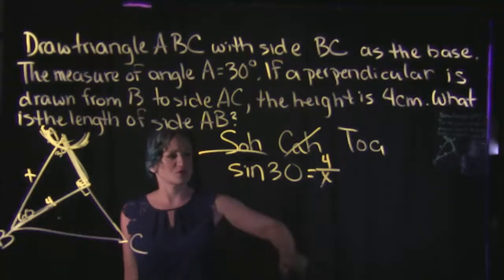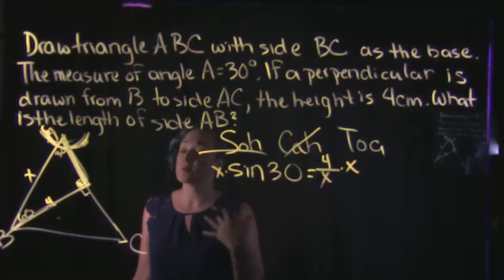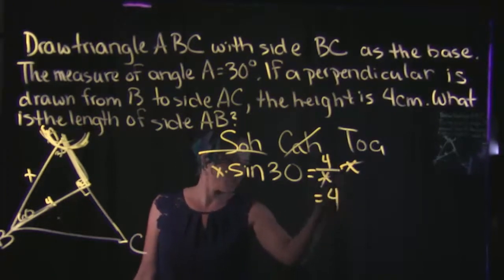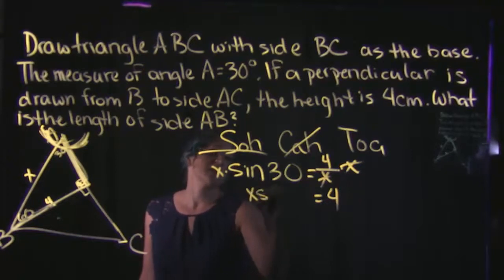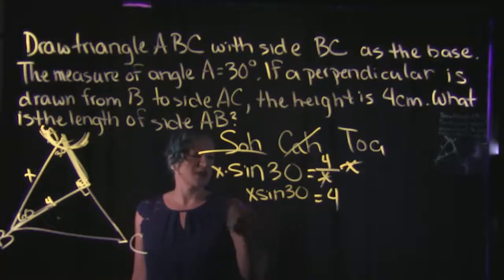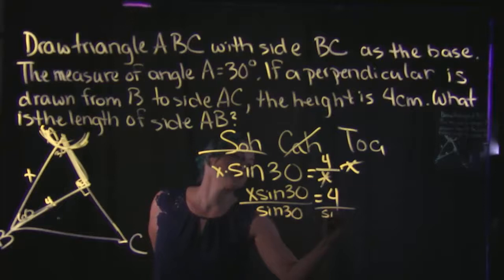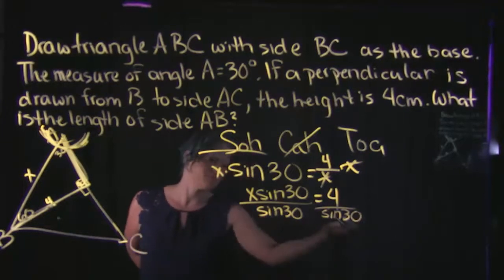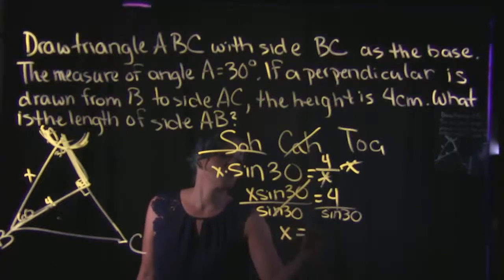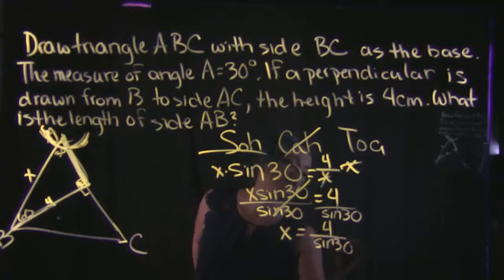So solving the equation, we know that this 4 over x is a division. So we do the opposite and we multiply. On the right hand side, x cancels with x, dropping down the 4. On the left hand side, that gives us x times sine 30. We're solving for x, so we need to get rid of the sine 30. That sine 30 is getting multiplied to the x. So again, we do the opposite and we divide, as long as we divide both sides. Sine 30 cancels on the left, giving us x is equal to 4 over sine 30.